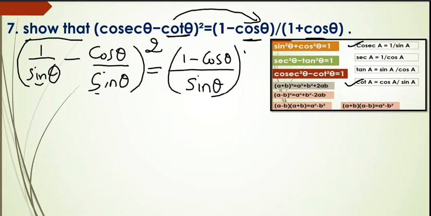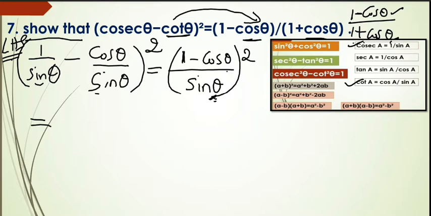whole square. When you are doing these show-that problems, just observe: by taking LHS we are starting, and in each and every step observe the right hand side. Here observe this is nothing but 1 minus cos theta by 1 plus cos theta. So in the numerator we have to get 1 minus cos theta. Here 1 minus cos theta is there, but the square is there. And observe the denominator: 1 plus cos theta we have to get. Here sin theta is there. That means we have to change this denominator. The numerator will be as it is.